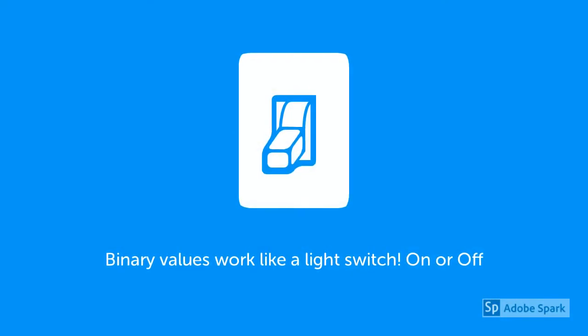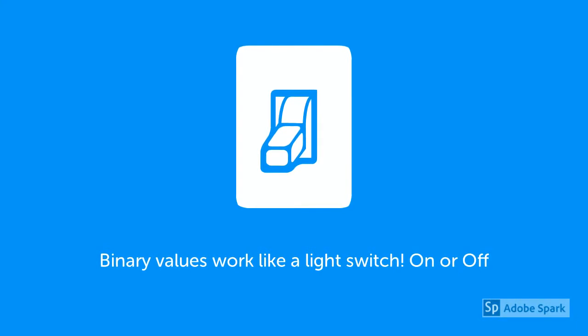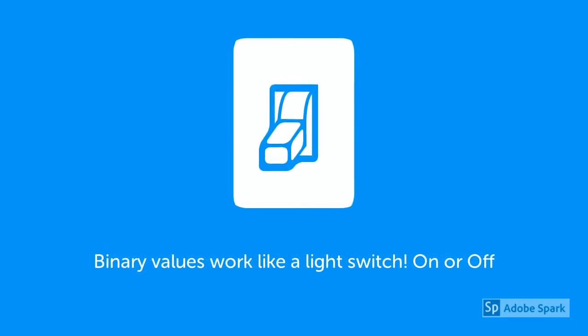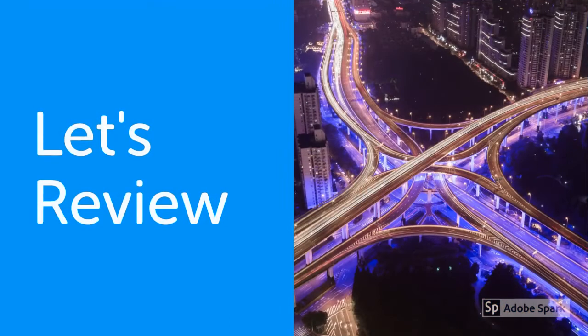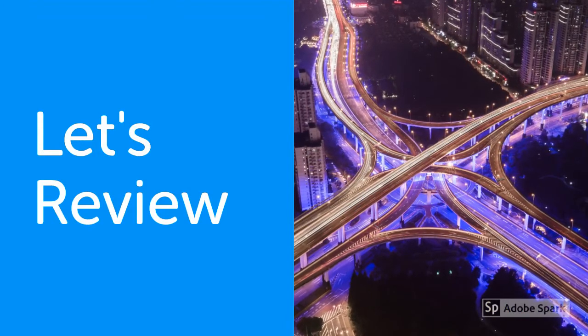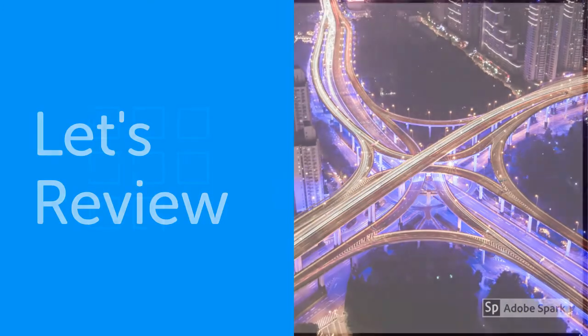We can use a light switch to understand the concept of binary. A light switch is either on or off, and a binary value is also either on or off, represented by a 1 or a 0. Let's put this all together. A bit is a binary digit, and a binary digit is expressed as either a 1 or a 0.